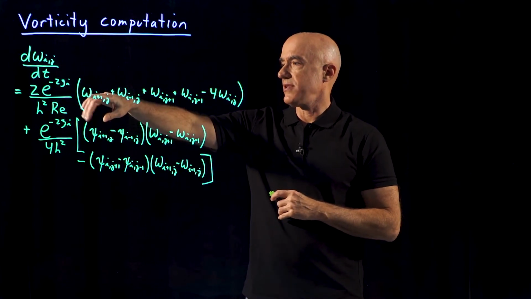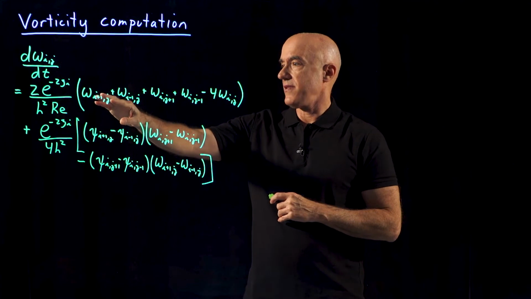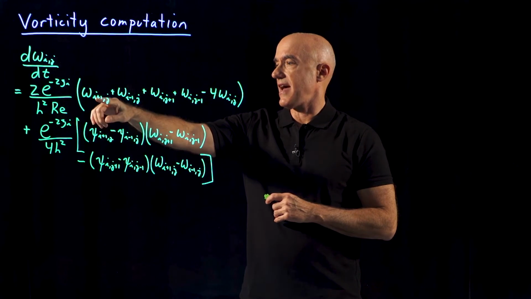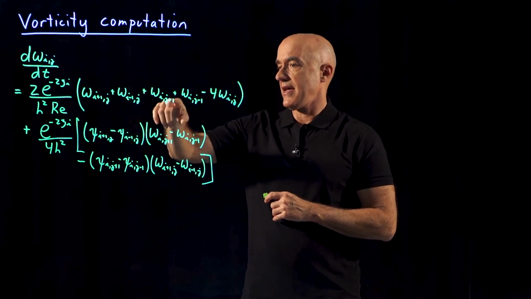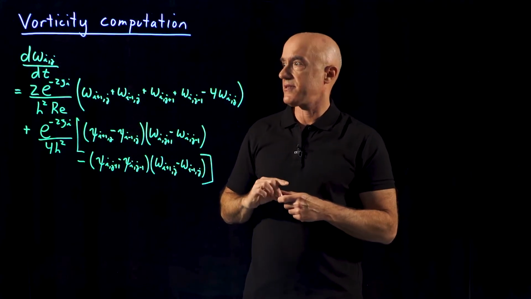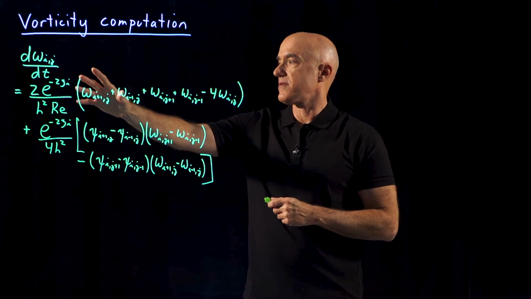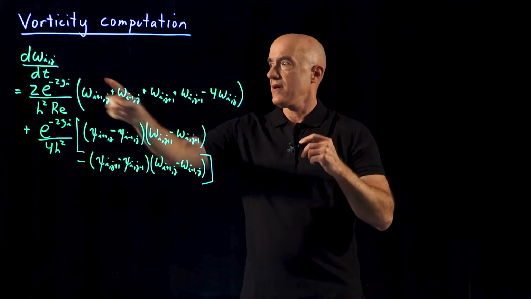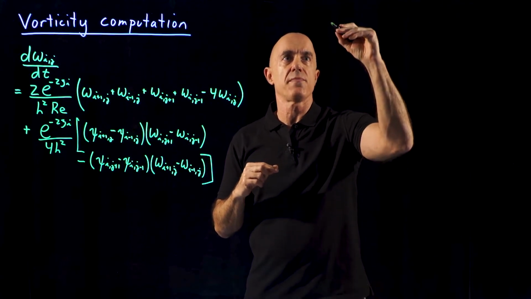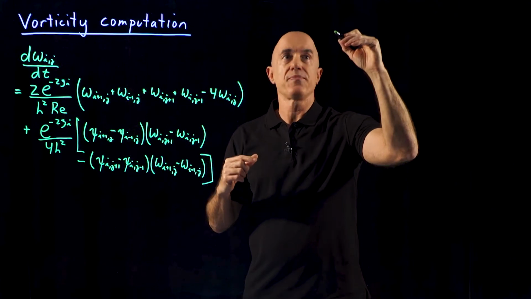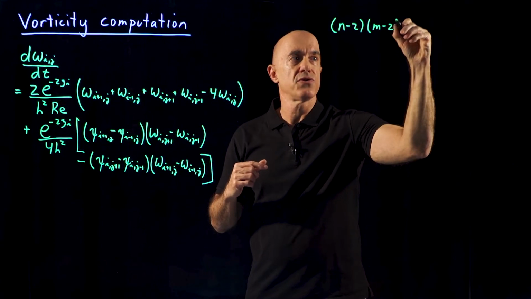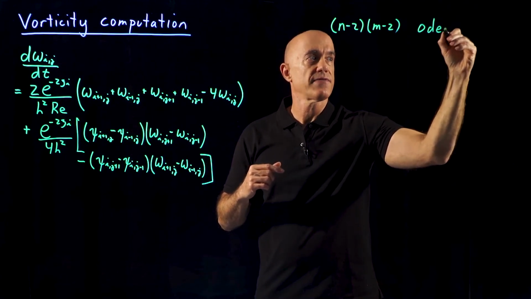And we're also going to need the boundary conditions on the vorticity, because these right-hand sides then have an i+1 index and a j+1 index, an i-1 index and a j-1 index. So how many ODEs do we have here? This equation is only valid for the interior points of the domain. So we have n-2 times m-2 ODEs to solve. Okay?